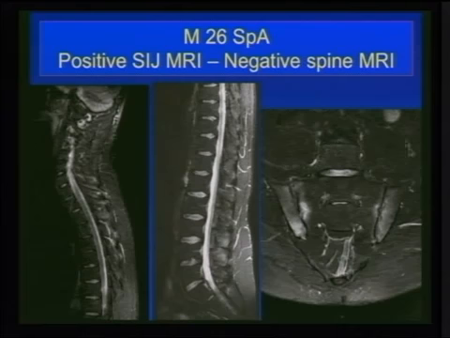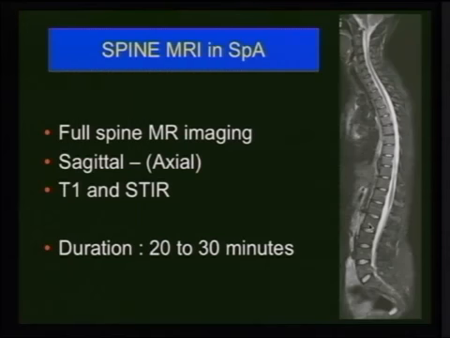This patient has positive bilateral sacroiliitis, no question about this. There is no evidence of changes in the spine, neither thoracic nor lumbar nor cervical. So this one is free from the spine point of view and positive from the SI joint point of view. You need to do the 3 areas, which are the cervical, dorsal, and lumbosacral region, which is the whole spine technique. You do them in the sagittal and axial, and the STIR and T1 weighted images.